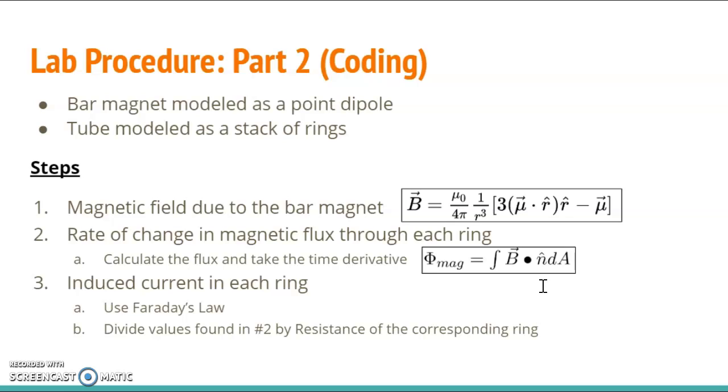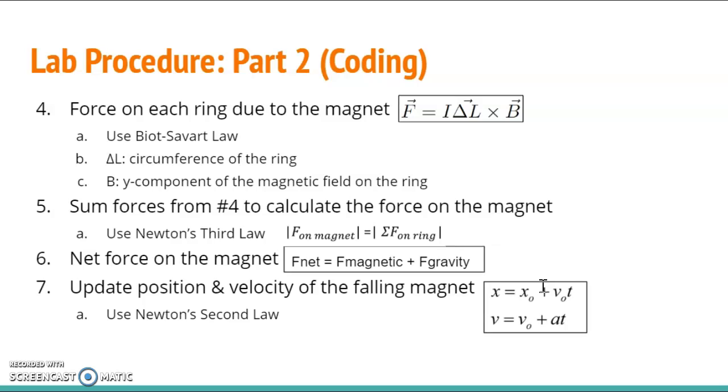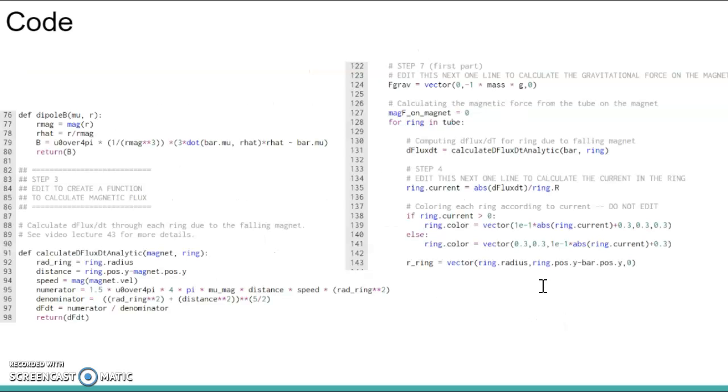Then we found the induced current in each ring using Faraday's law, and this was done by dividing the values found in part 2 by the resistance of the corresponding ring. Then we found the force on each ring due to the magnet using the Lorentz force law, where delta L was the circumference of the ring and B was the y component of the magnetic field on the ring. Then we summed the forces from part 4 to calculate the force on the magnet using Newton's third law, and then we found the net force on the magnet, and finally we updated the position and the velocity of the magnet using Newton's second law.